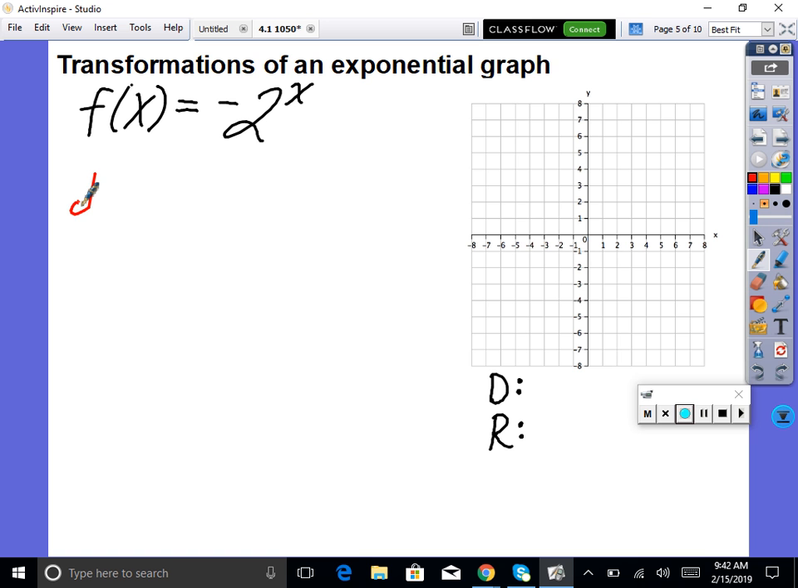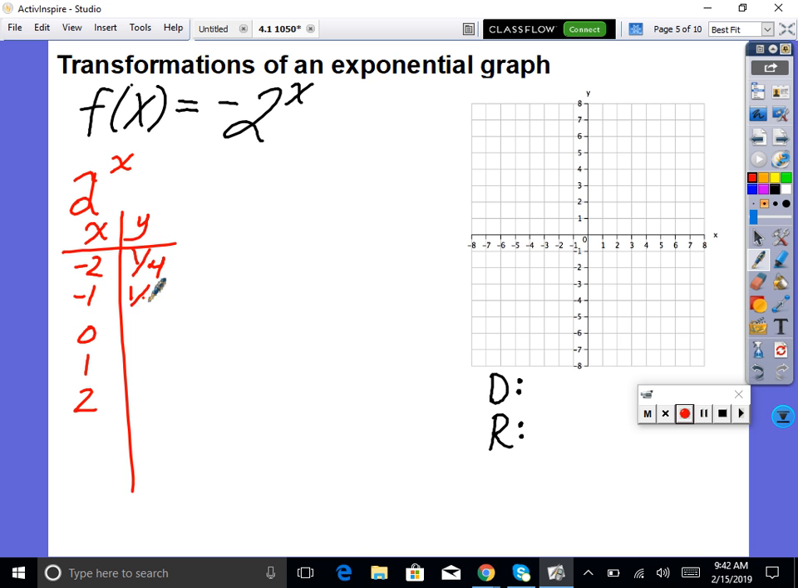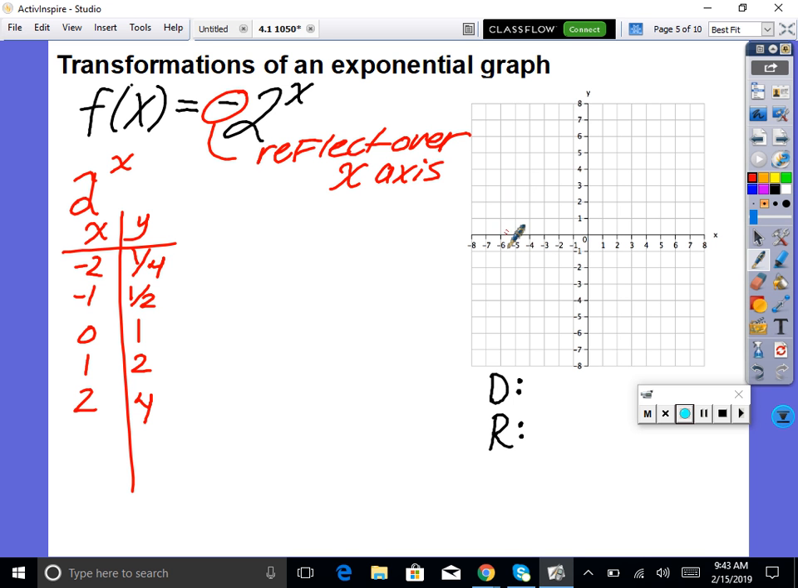So with this one, you'd say my parent function is base 2 raised to the x. Once again, the same x, y points, negative 2, negative 1, 0, 1, 2. So that is 1/4, 1/2, 1, 2, 4. And then this is a reflect over what? The x-axis. Good. So if you think about a point getting reflected over the x-axis, that changes your y value. So you'll times your y values by negative 1.